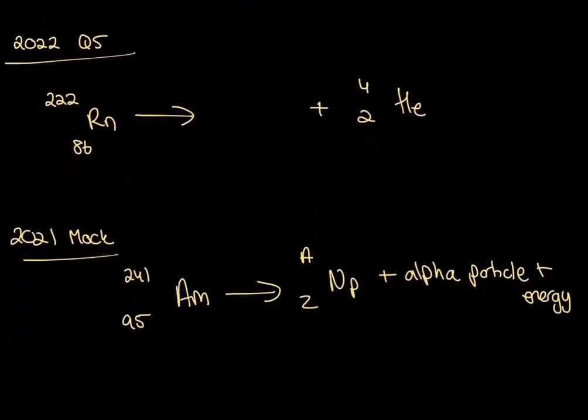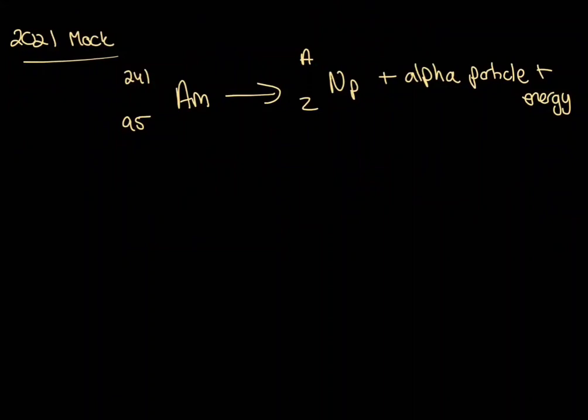This question is from the 2022 Leaving Cert, question 5. So this is the exact way it comes up in the Leaving Cert as well. So we're just going to fill it in. This is going to be 222, take away 4, which is 218 on top. 86 take away 2 is 84. Look at your periodic table and you'll get this element.